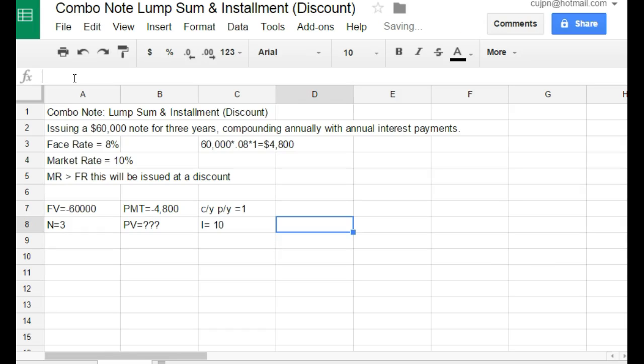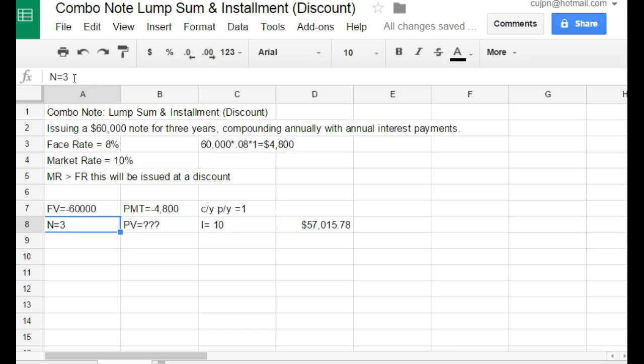When we go to our calculator and run the numbers, we get a present value of $57,015.78. What this means is we're receiving $57,015.78 today. We're going to make 3 payments of $4,800, and then at maturity, we're going to pay $60,000. So basically, the face value of the note becomes $60,000.